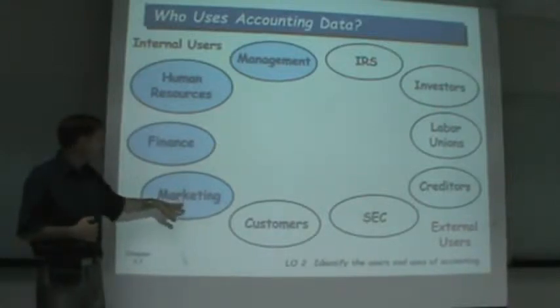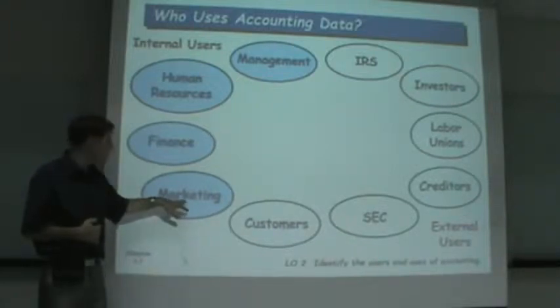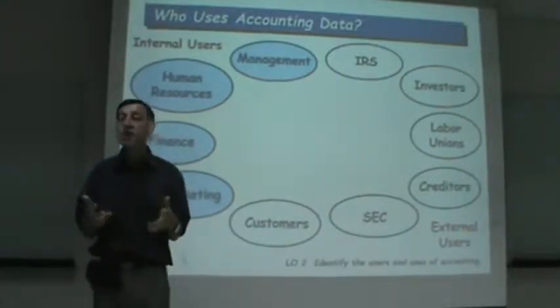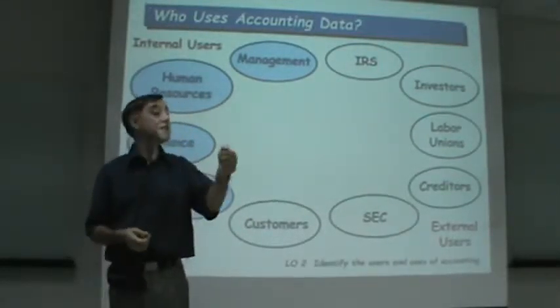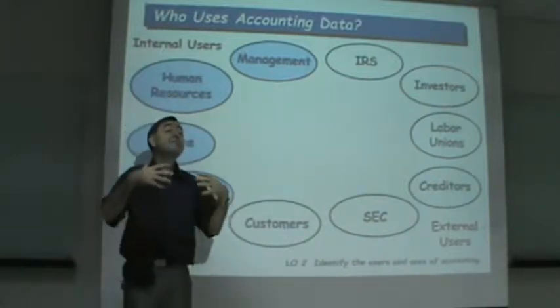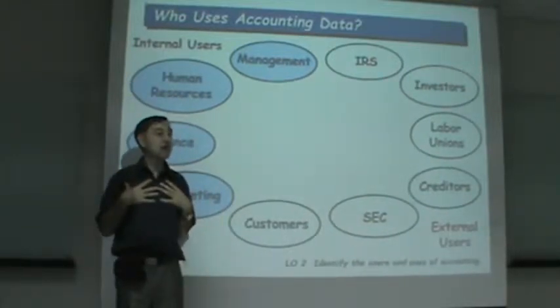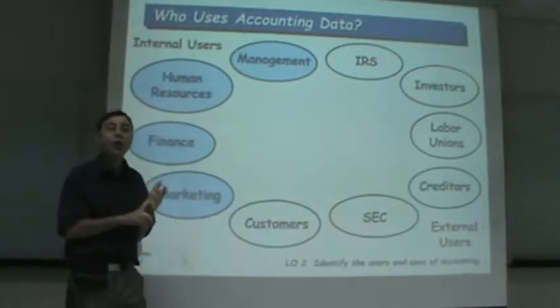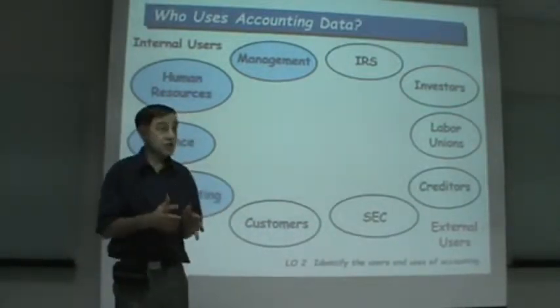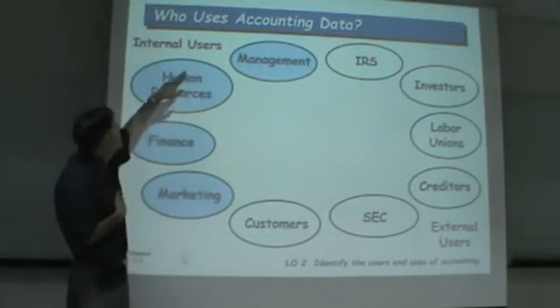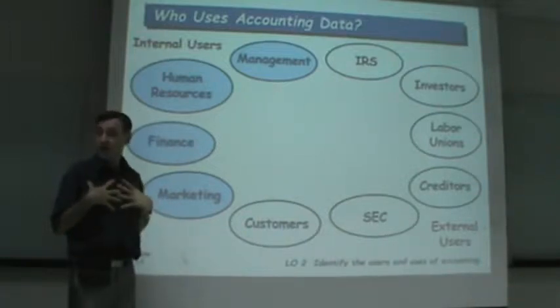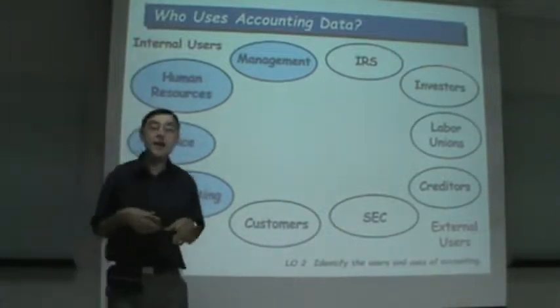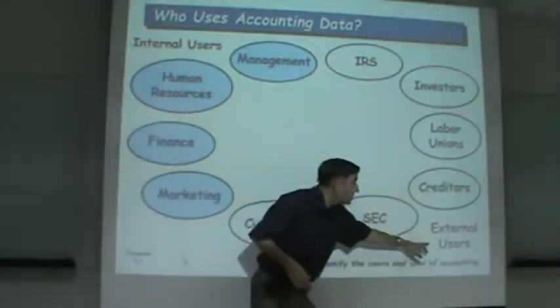The next type of internal user is marketing. And marketing wants to know what's going on so that they know, is this product selling? Is this product making a profit? Well, is the business making a profit? So basically all major internal users, all management inside the company, need to use accounting for the business, for what they run. And then you have external users.